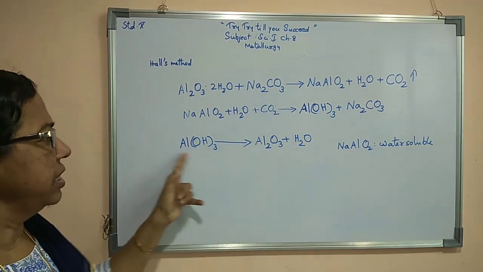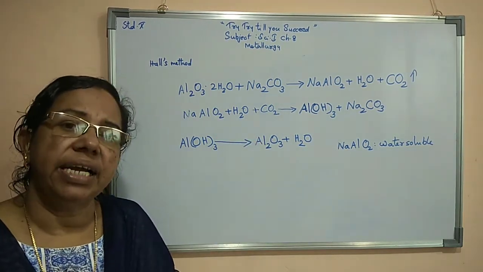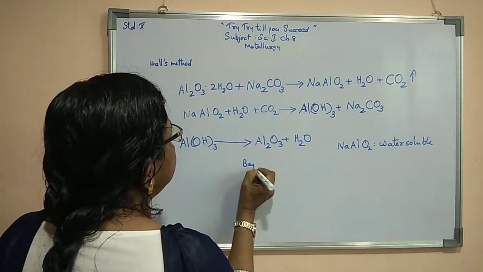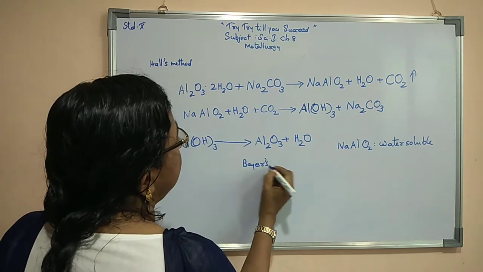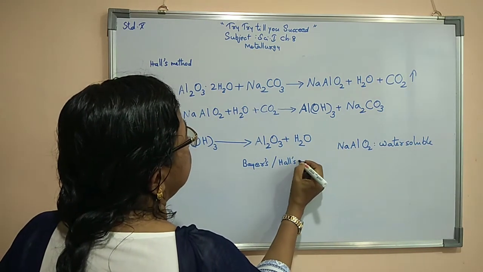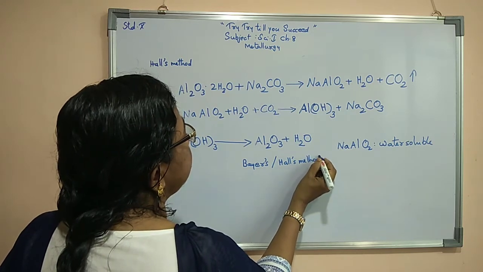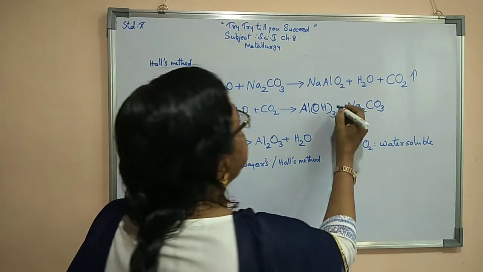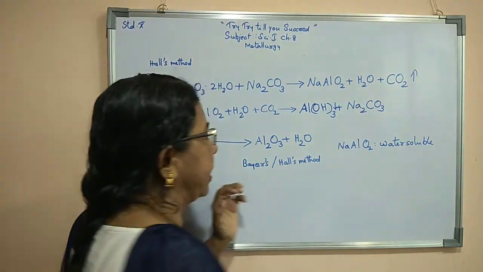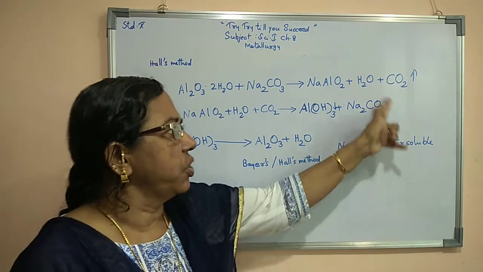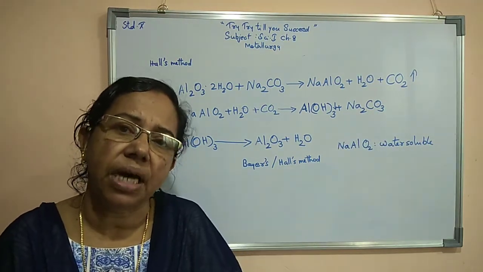So this process is common for Bayer's method as well as Hol's method. In both methods, this final step we need to do. Aluminium oxide, its speciality is that it is a precipitate, it solidifies and settles down. Then the liquid will separate out, and we can filter it out.